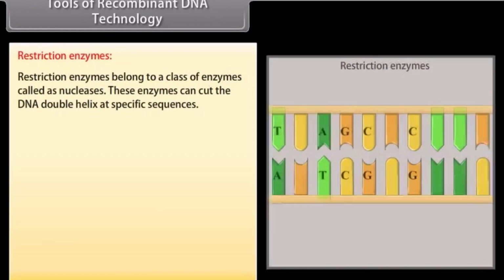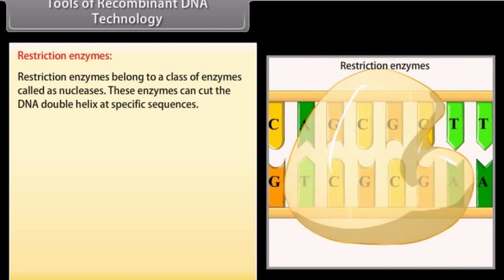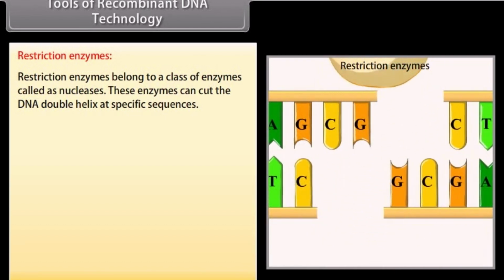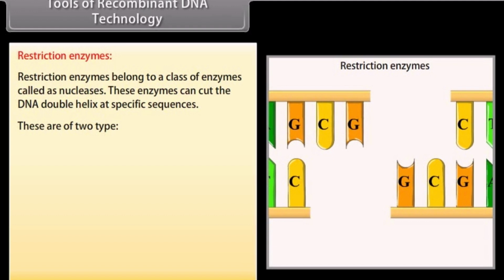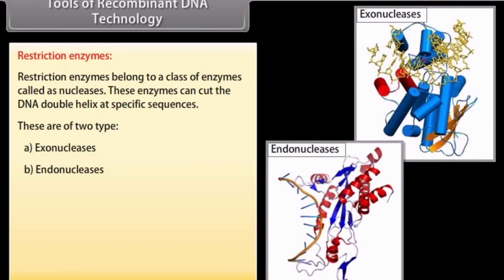Tools of recombinant DNA technology. Restriction enzymes. Restriction enzymes belong to a class of enzymes called as nucleases. These enzymes can cut the DNA double helix at specific sequences. These are of two types: exonucleases, endonucleases.